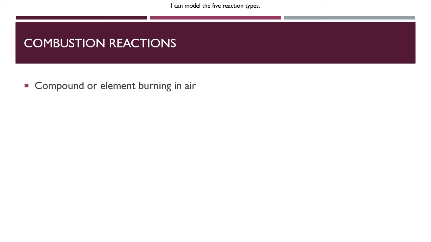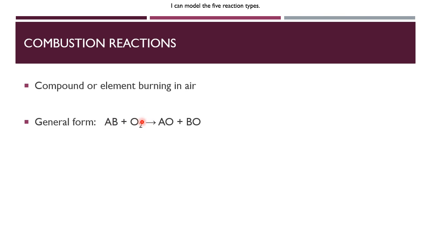Combustion reactions occur whenever any compound or element burns in air. And recall that whenever something burns in air, that simply means it's reacting with oxygen. So in this generic equation, I have AB as some generic fuel, whatever's being burned, and then O2, that has to be a reactant. So the giveaway for combustion reactions is whenever you see O2 as a reactant.